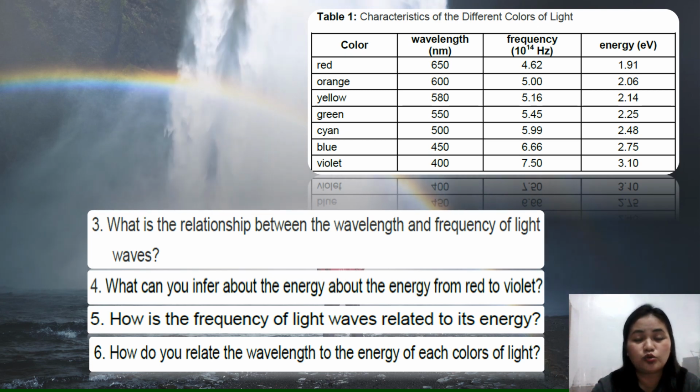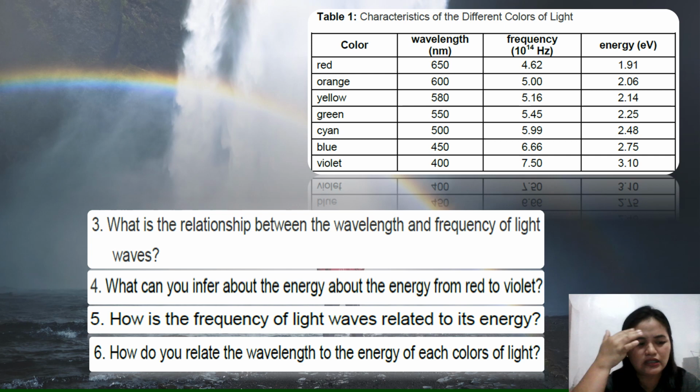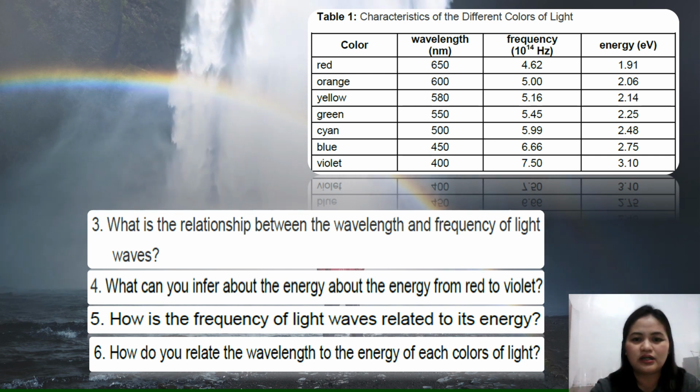Pag napansin nyo, parang nagkukunot yung noo ko, no? Hindi ko na mamalayan yan. Basta ganyan siya. As I explain. Pero hindi ako galit. Basta nagkukunot noo lang yan.